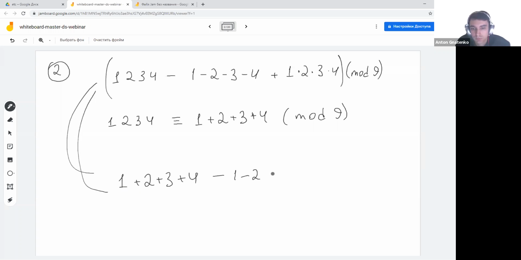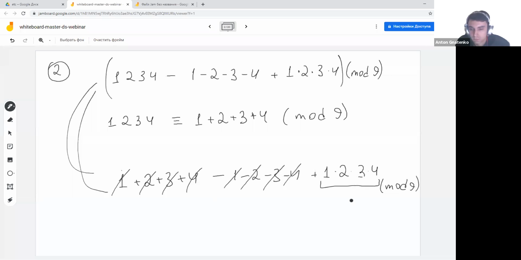Minus 1, minus 2, minus 3, minus 4. I continue to write down the expression. Plus 1 multiplied by 2, multiplied by 3, multiplied by 4. And this equivalence is modulo 9, of course. It's not just an equality in the real world, but when we are speaking about the remainders modulo 9, it holds. And here, these terms just cancel out. And what we have is this.